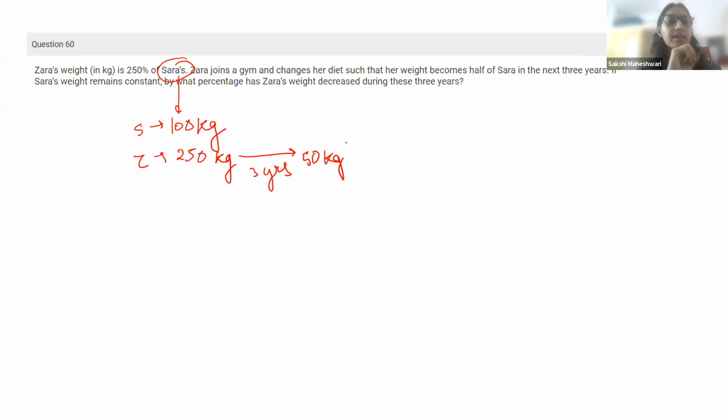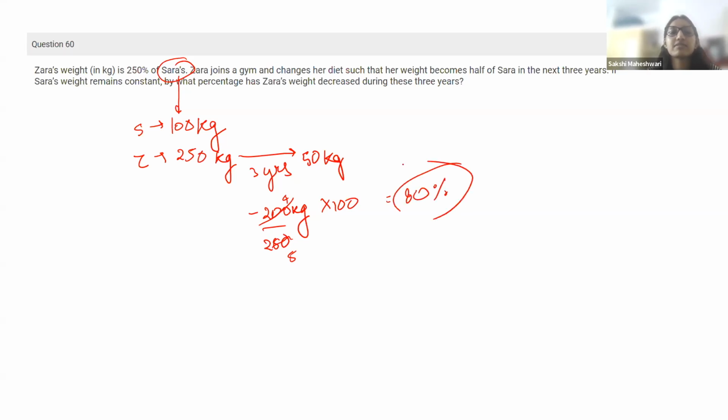Now, if Zara's weight remains constant, this is a very drastic change. By what percentage has Zara's weight decreased during these 3 years? It decreased by 200 kgs, so the percentage you can easily calculate. This is 80%. Is it fine? This is a very easy question. You should do it in like 30 seconds.